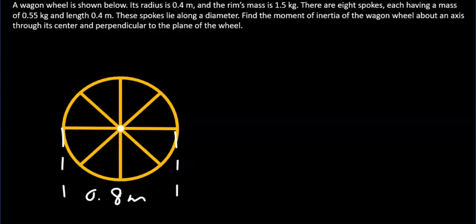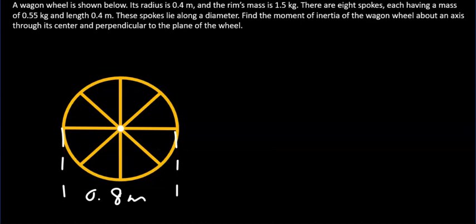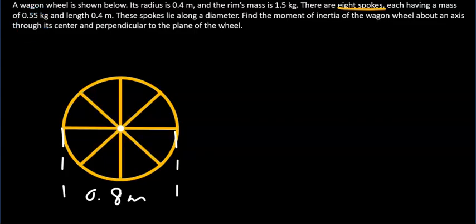The mass of the rim is 1.5 kg. So the rim is that part right there, and the mass of just that part is 1.5 kg. There are 8 spokes, and the spokes are 1, 2, 3, 4, 5, 6, 7, and 8, each having a mass of 0.55 kg and a length of 0.4 meter. You can see that these spokes lie along a diameter, like that. So they all lie along a perfect diameter.